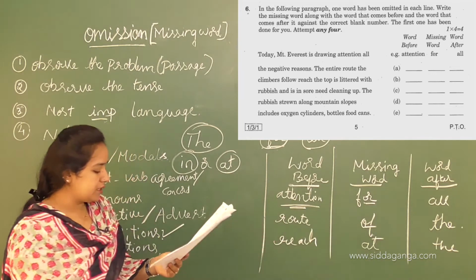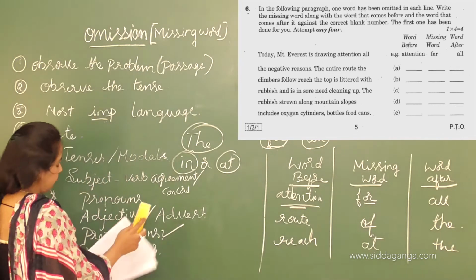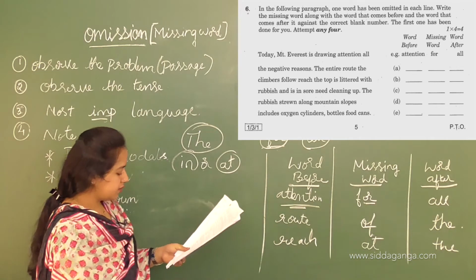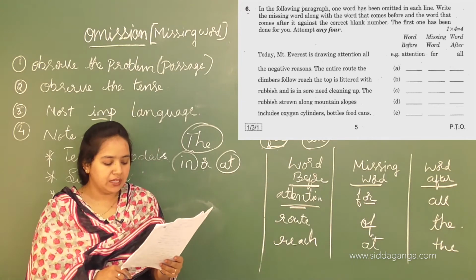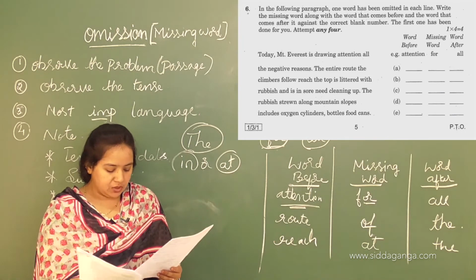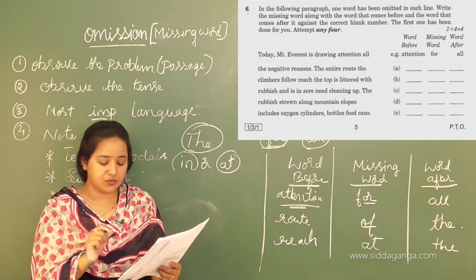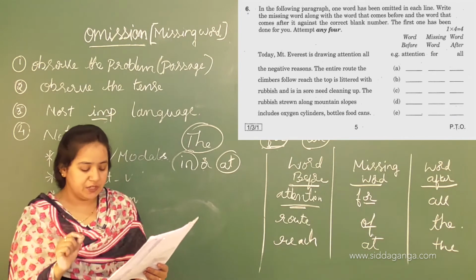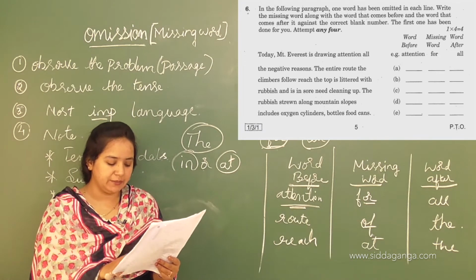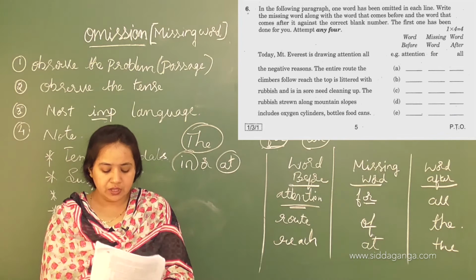Okay, let's talk about the next line. Next is: rubbish and is in sore, need cleaning up. Okay, rubbish and is in. Now how are you going to fix the grammatical point here? We are going to find out the missing word. Rubbish and is in sore, need cleaning up. Okay, so what is the need here?